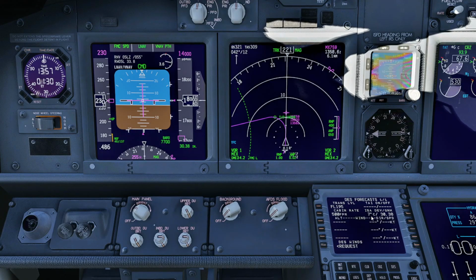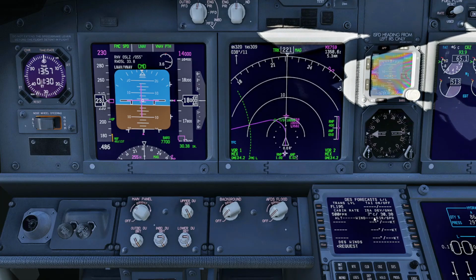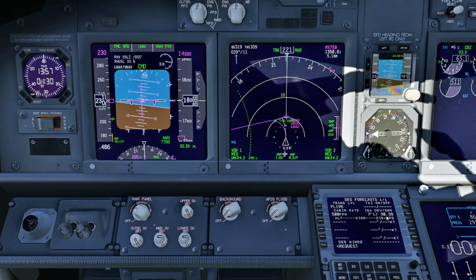Something that I don't think I showed you when we was doing the brief was the forecast page, so you can see the winds are light. That's why I didn't enter any winds in here, but I've of course entered the ISA deviation and the QNH.